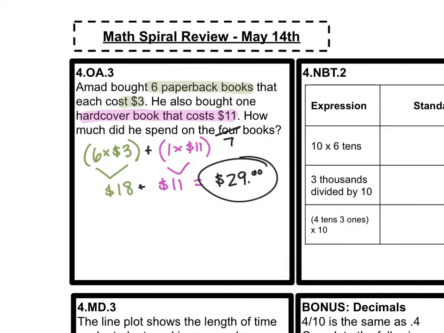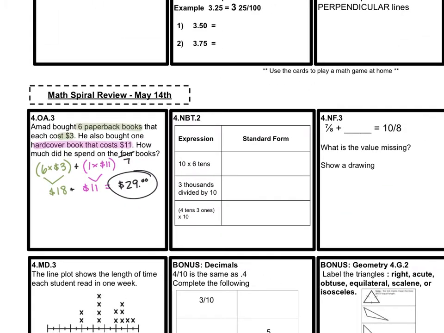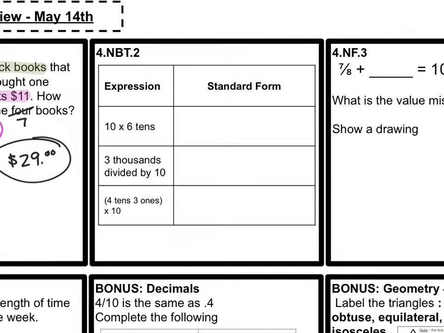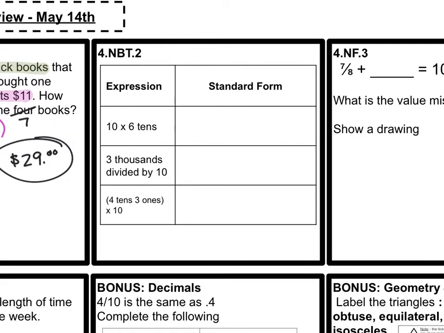Okay? All right. The next one, write the expression in standard form, meaning that you have to write this out the way you'd see it. So what this is asking really is 10 times 6 tens, which is 60. So 10 times 60, or 1 times 6 with 2 zeros, is going to be 600.